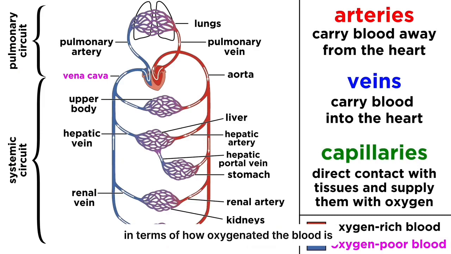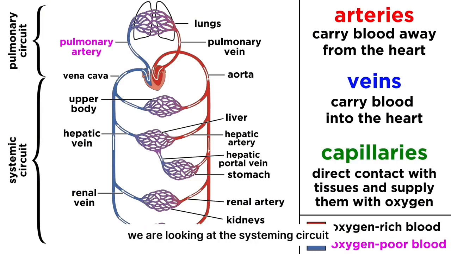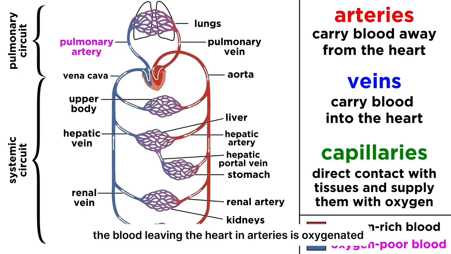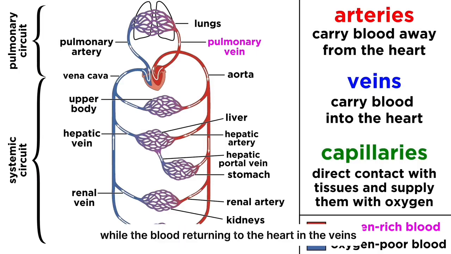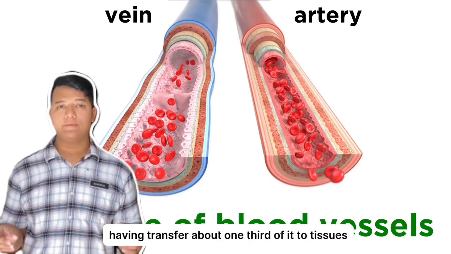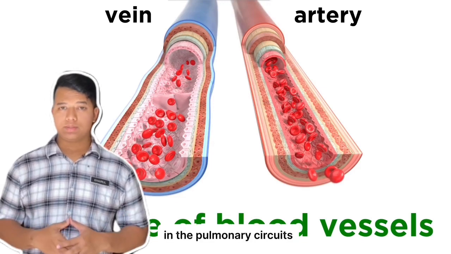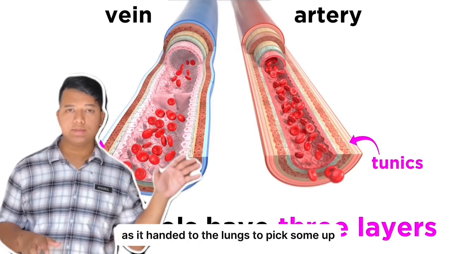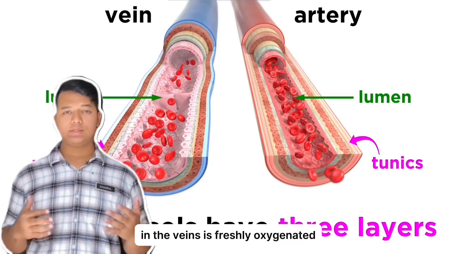In terms of how oxygenated the blood is that travels through these vessels, it will differ depending on whether we are looking at the systemic circuit or pulmonary circuit. In the systemic circuit, the blood leaving the heart in arteries is oxygenated and starting its journey around the body, while the blood returning to the heart in the veins is oxygen poor, having transferred about 1/3 of it to tissues during circulation. In the pulmonary circuit, it's the opposite. Blood leaving the heart in the arteries is oxygen poor as it heads to the lungs to pick some up, while blood returning to the heart in the veins is freshly oxygenated.